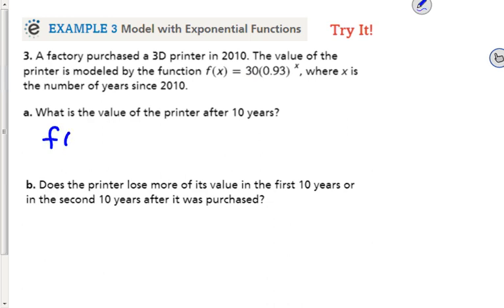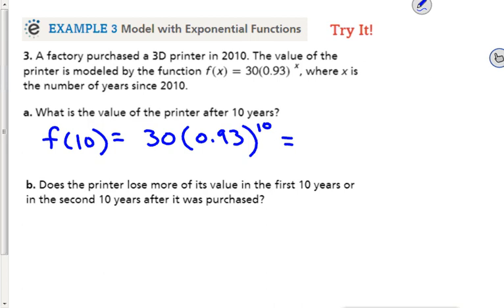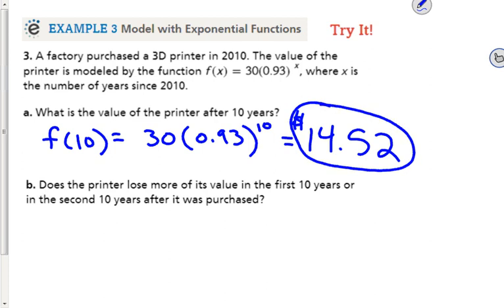So I'm going to do f of 10 equals 30 times 0.93 raised to the 10th power. And then we can throw that into the calculator. So we get 14.52, which the value is in dollars most likely. I don't know that they really specified a unit. So $14.52. All right, so go on to part B.